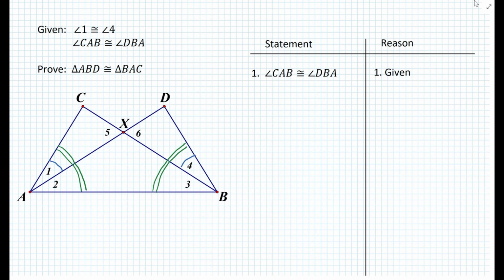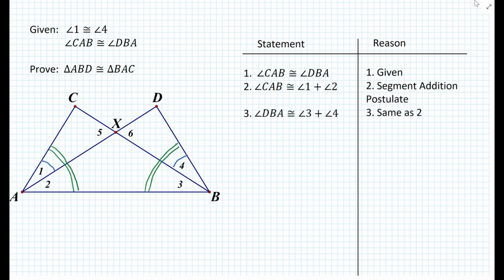Once we cited the second given, we can now use the segment addition postulate and specify what angle CAB and angle DBA are composed of. Basically, we can say that angle CAB is congruent to angle 1 plus angle 2 because of the segment addition postulate. And similarly, we know that angle DBA is congruent to angle 3 plus angle 4 because of the same reason. Now that we have these parts of the angles specified here in steps 2 and 3, we can substitute them into step 1 and conclude that angle 1 plus angle 2 is congruent to angle 3 plus angle 4.